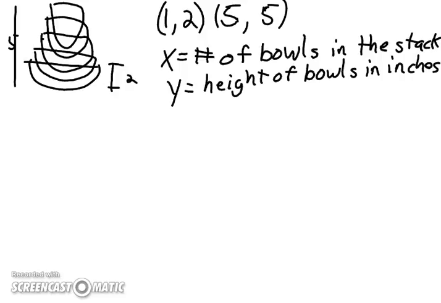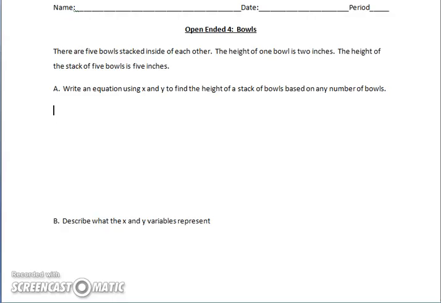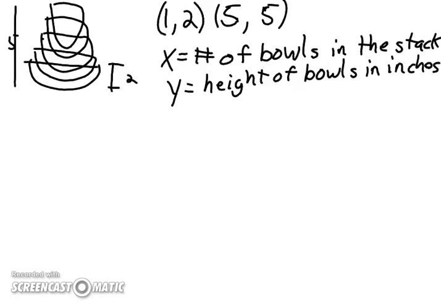If we go back here and show you part B, there we go. Describe what the x and y variables represent. We just answered them. So if you want to take a second right now and put that in there, what x and y are, that would be just fine. Let's go back here. So we want to find an equation using the points 1, 2, and 5, 5.